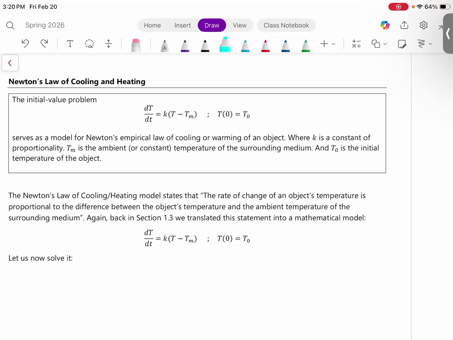Hi everybody, welcome back to the section 3.1 video. In this video, we're going to take a look at another differential equation as a mathematical model, and that's going to be Newton's law of cooling and heating.